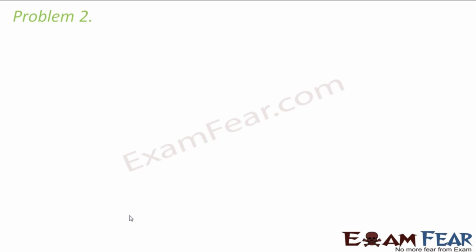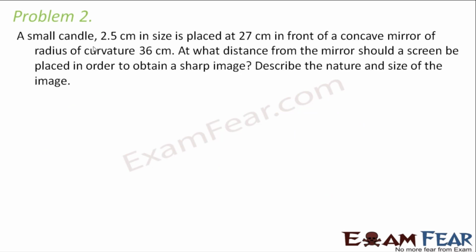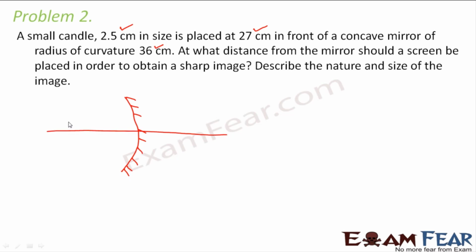Okay, so let us look at the next problem. It says that a small candle 2.5 centimeters in size is placed at 27 centimeters in front of a concave mirror of radius of curvature 36 centimeters. That means you have a concave mirror somewhat like this. You have a small candle. The height of the candle is given as 2.5 centimeters. That means the height of the object is 2.5 centimeters.